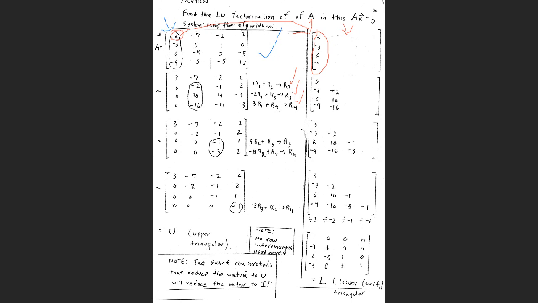All right, so I get to this step, and then I look at the second column, and I take the bottom three numbers in the second column, the -2, the 10, and the 16, and I place them in the second column in this matrix to the right that I'm building.